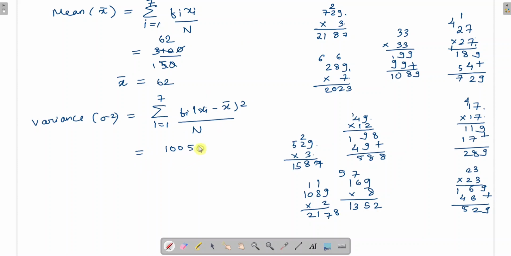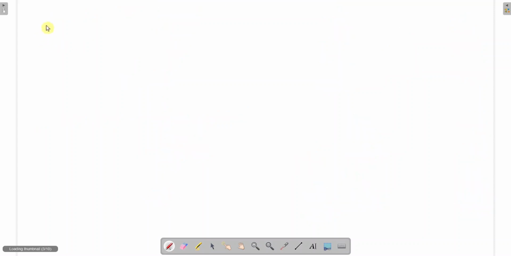10050 divided by capital N is 50. So this and this 0 get cancelled. 5 1s are 5, 5 2s are 10, 0, 5 1s are 5. So 201 is the variance. So now we can calculate the standard deviation.